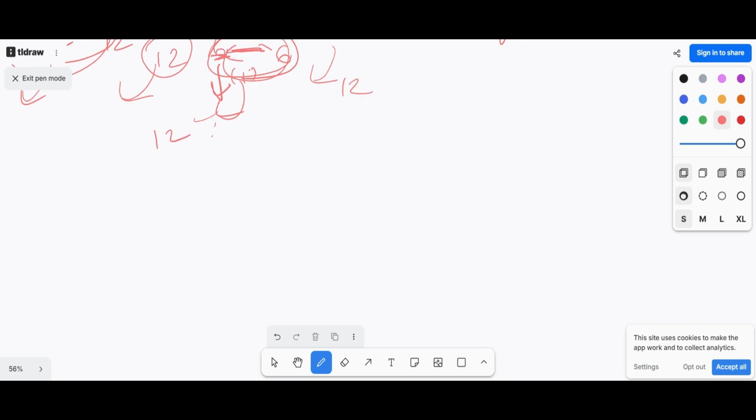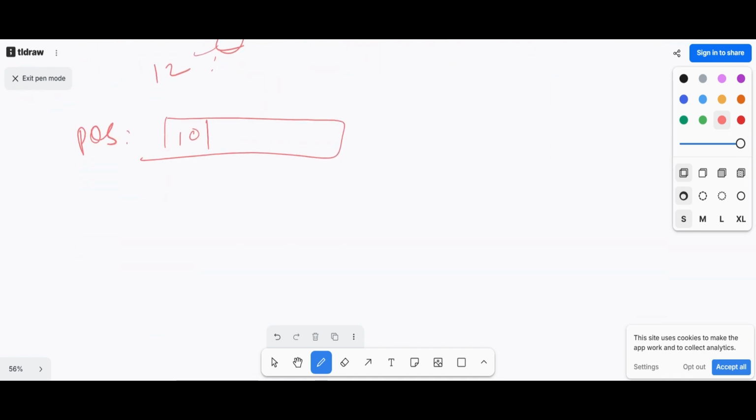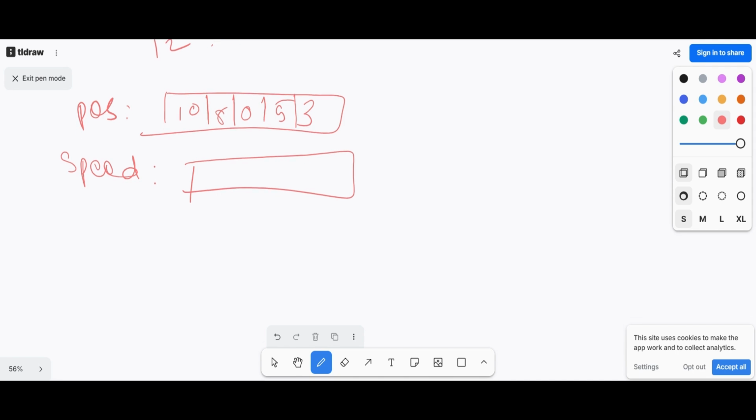Now again your position is given. There is no pattern here that tells you that you have to use monotonic stack only, but at least what you can do in the starting is, you are given positions 10 8 0 5 3, and you will be given speeds also, which are 2 4 1 1 3. So these are the two given things, position and speed. So at what time each car will reach, that you will be able to calculate.